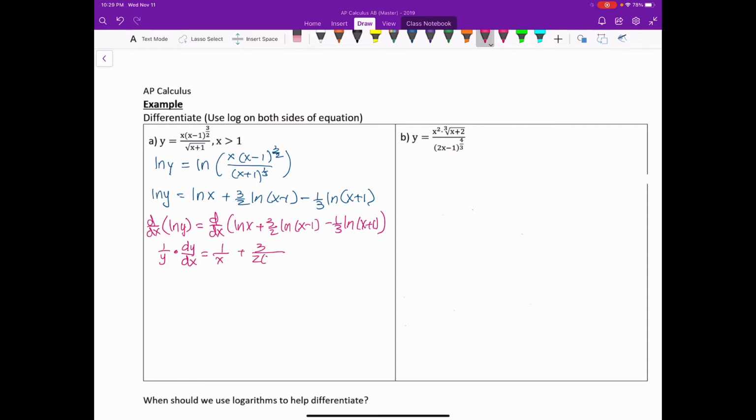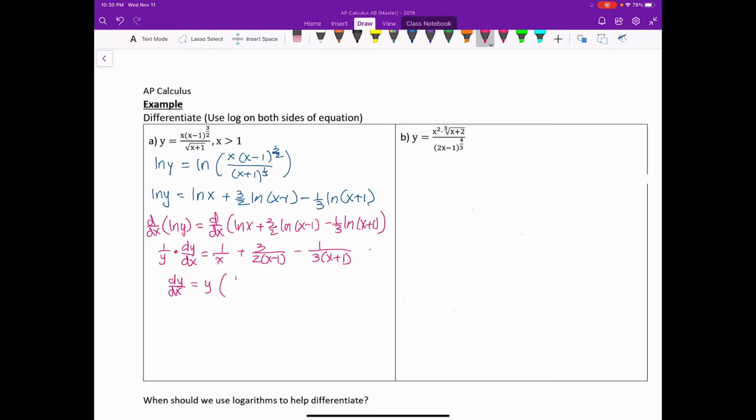So that's going to be dy dx is equal to, and then 1 over x plus 3/2 times, in the denominator, x minus 1 times the derivative of x minus 1, which is just 1, so I don't need that. Minus 1/3 in the denominator times x plus 1 times the derivative of x plus 1, which is just 1, so I don't have to write anything there. So far I have dy dx, and then over here I have 1 over y, but to get rid of the 1 over y, I'm just going to multiply both sides by y.